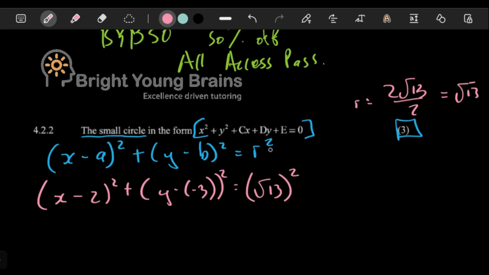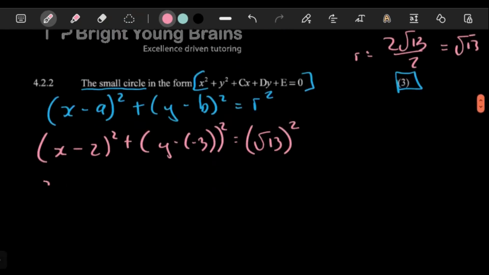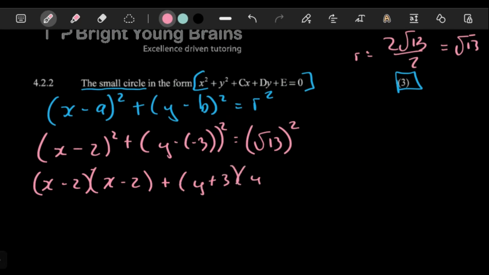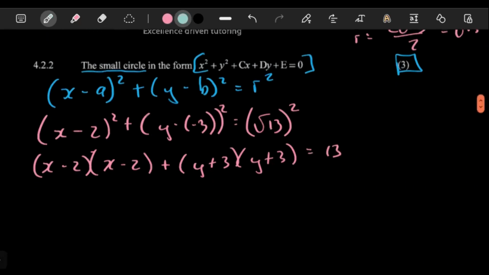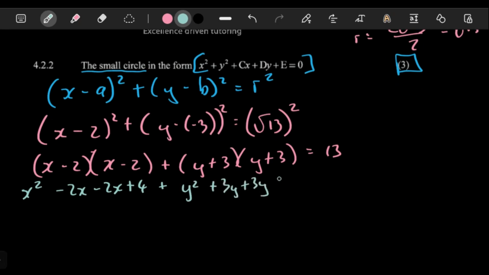The radius here is just square root of 13. But then don't forget the format. It has to be squared. So here you have to be careful now. Two brackets that look identical. This is y plus 3, right? So you're just going to have here y plus 3, two brackets that look identical. And then square root of 13 squared there is just going to be 13, right? So x times x is x squared. And then here minus 2x, and then plus 4. Y times y is y squared, and then plus 3y, and then 3 times 3 is 9.